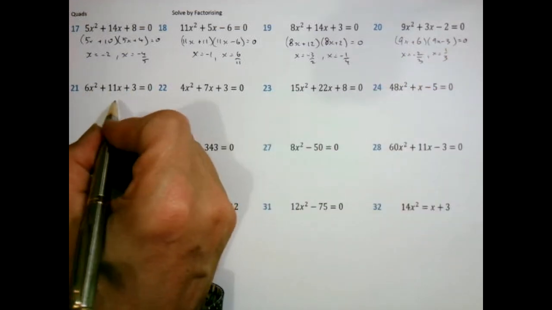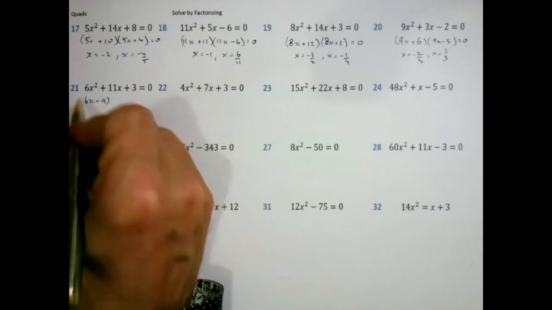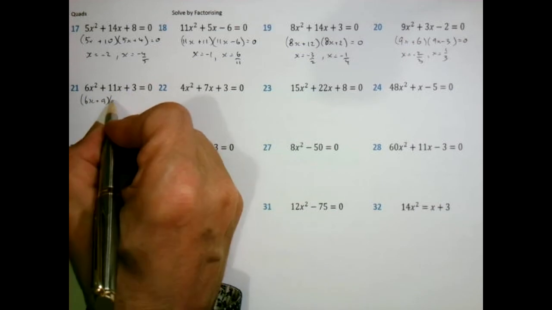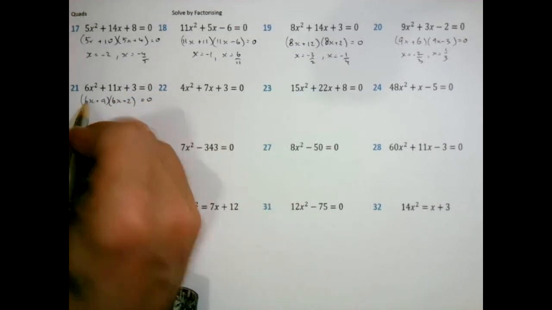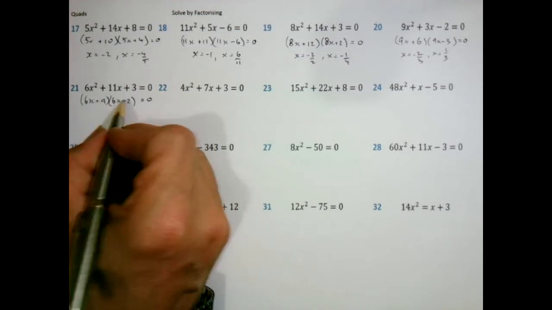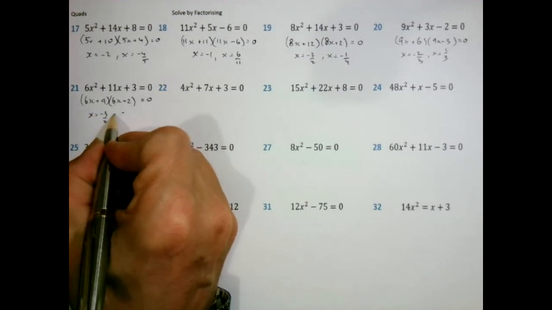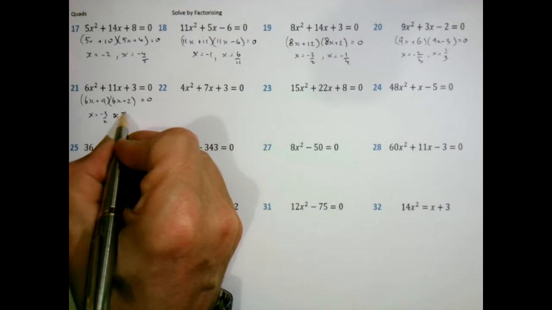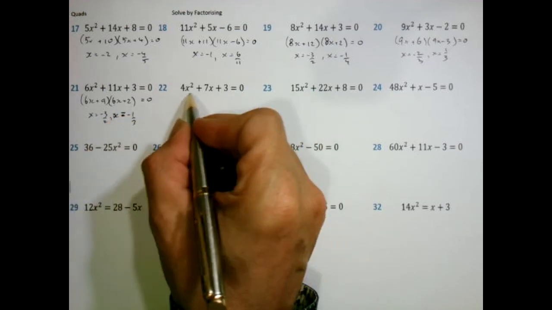6 3s, 18 again. Add up to 11, 9 and 2. 6x plus 9. Signs are the same, they're both plus. 6x plus 2. Change the sign, divide by the number of x's, which is 6 in both cases. This divides by 3. This divides by 2. 3 2s are 6. x equals minus 3/2, x equals minus 1/3.